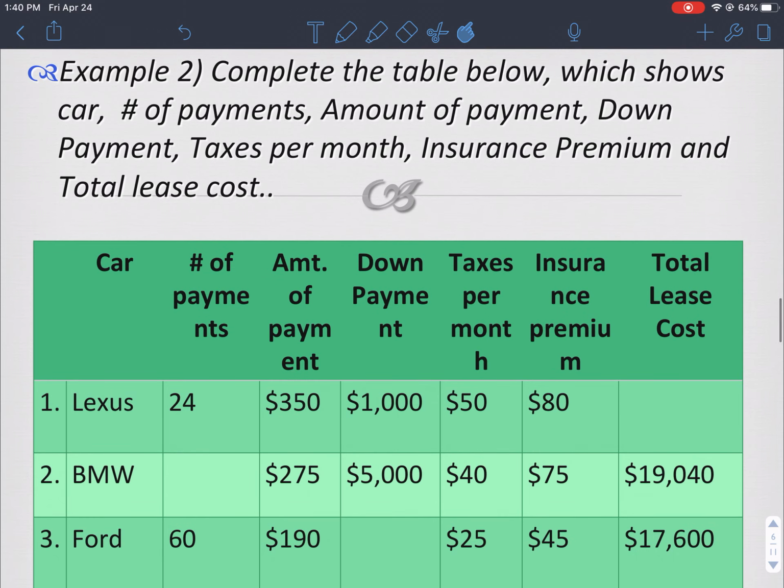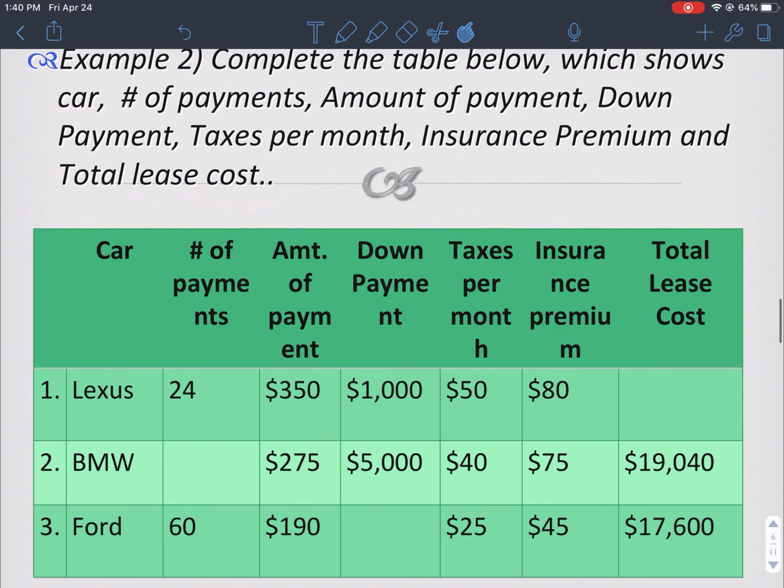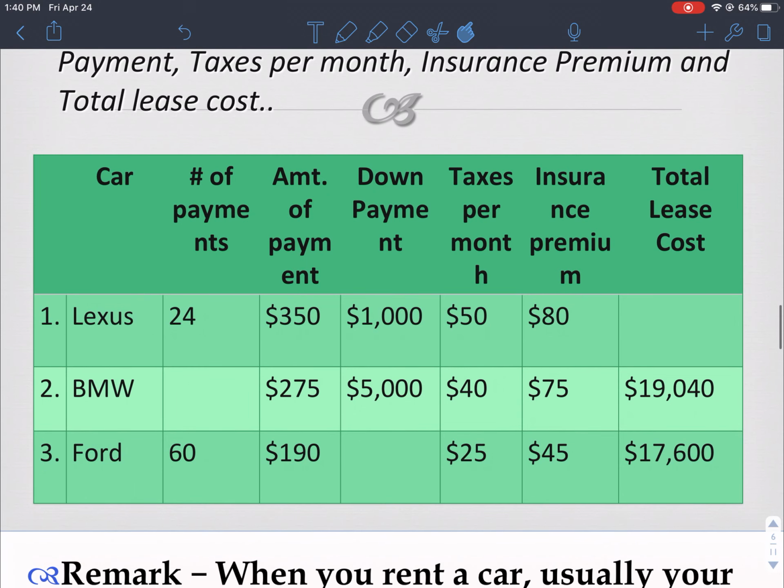Example number 2. Complete the table which shows car, number of payments, amount of payment, down payment, taxes per month, insurance premium per month, and total lease cost. At this point, I would like you to pause the video, try filling out the table 1, 2, and 3, and then I will give you the answers.